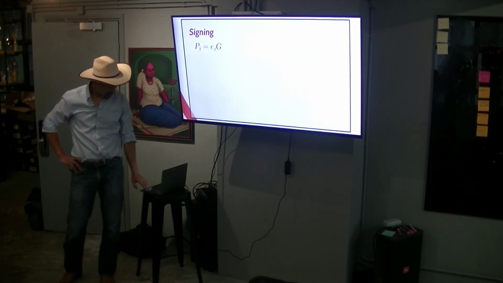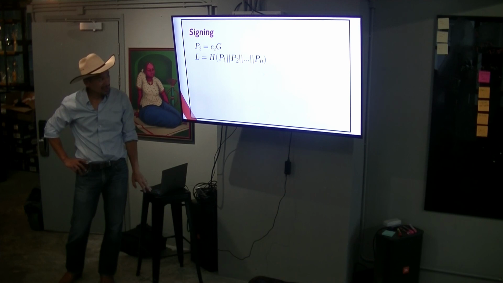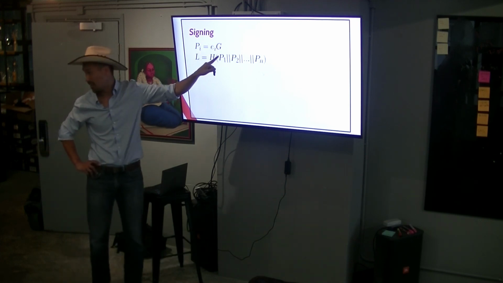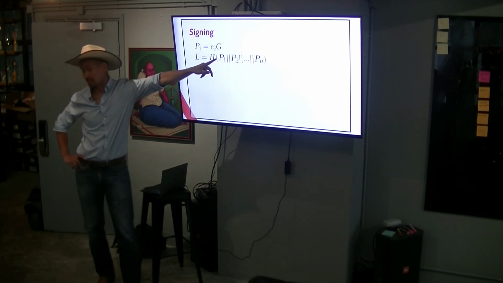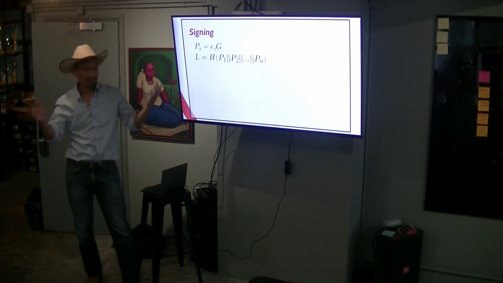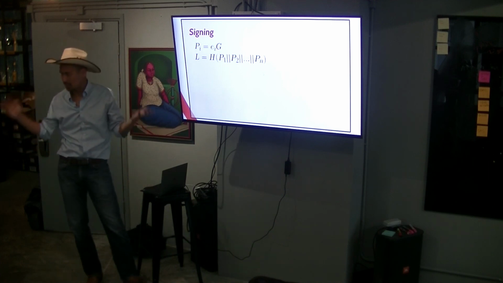So how did that work? All right, so here's how the signing works. Each pub key has a secret, E sub i. So there's a private key and a public key. You do the same L thing because you can share the pub keys without anything.